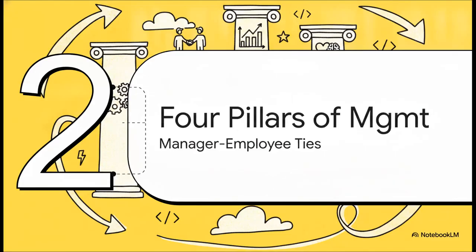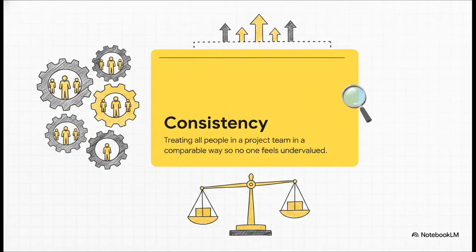Moving on to Section 2, the 4 pillars of management. Let's look at the foundational framework. There are 4 critical factors that really define a healthy, productive relationship between a manager and their team. The first of these pillars is consistency. Basically, this means treating all the people in your project team in a comparable, fair way.